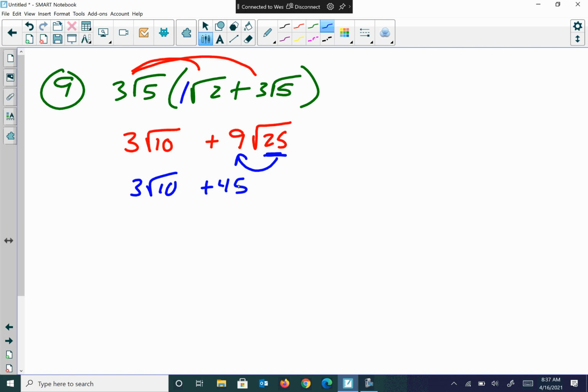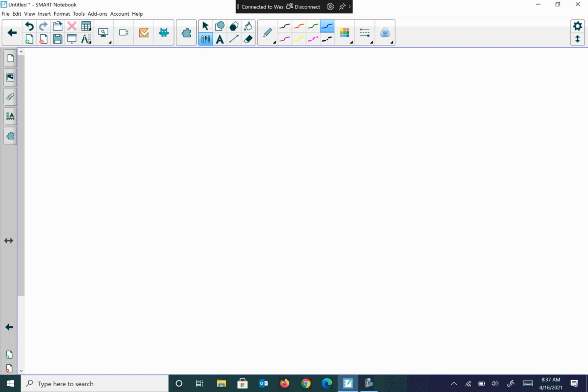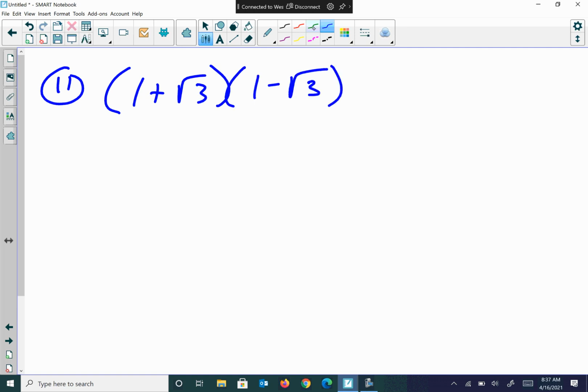All right. Can I go to number 11? Number 11. Actually, I'm going to go number 11 on a whole separate screen. So I get this. So this is a FOIL situation, a double distribute. Okay? So I'll just color this up. So I'm going to go 1 times 1 gives me 1. Everyone feel comfortable so far?